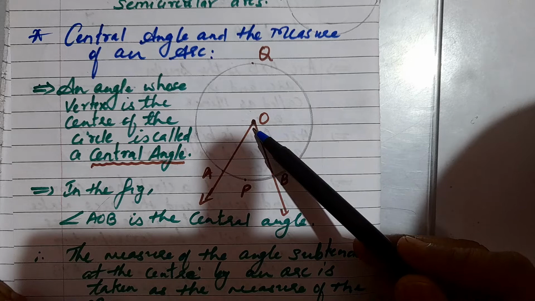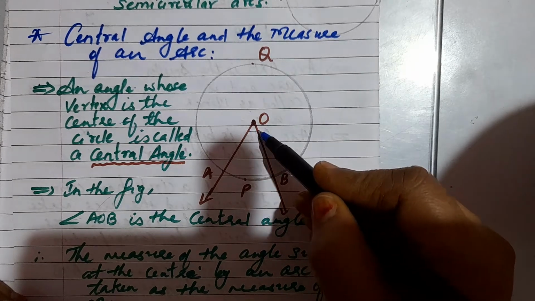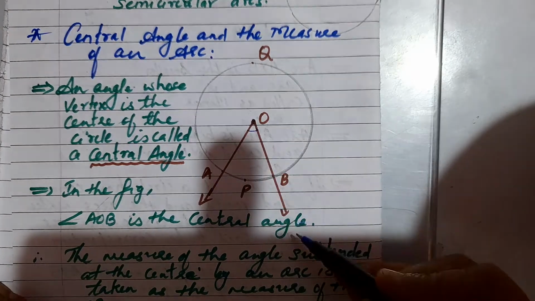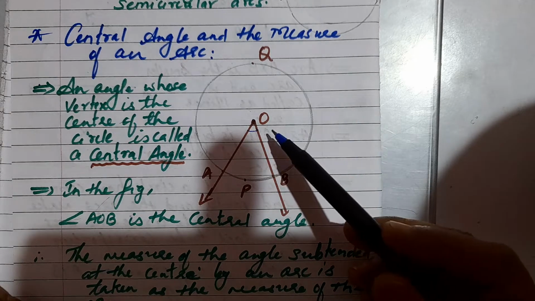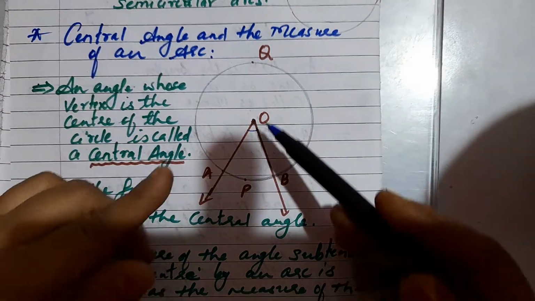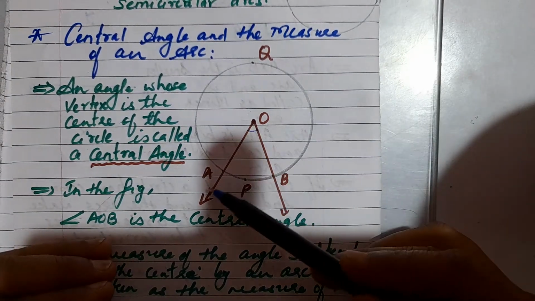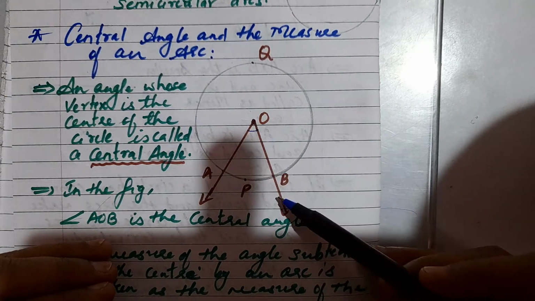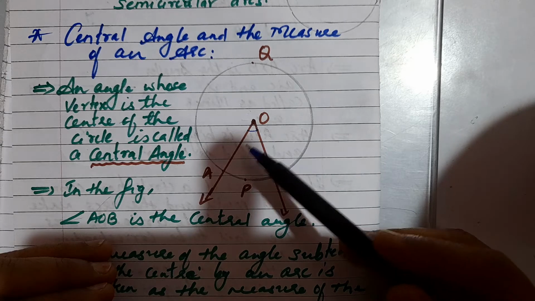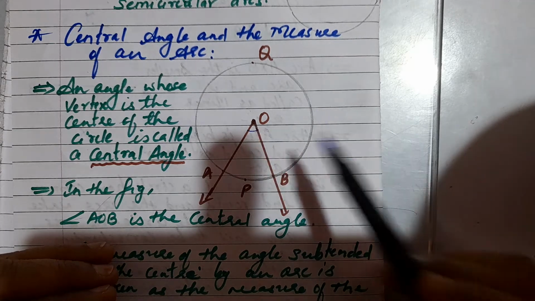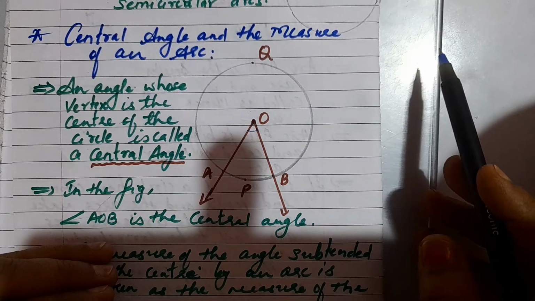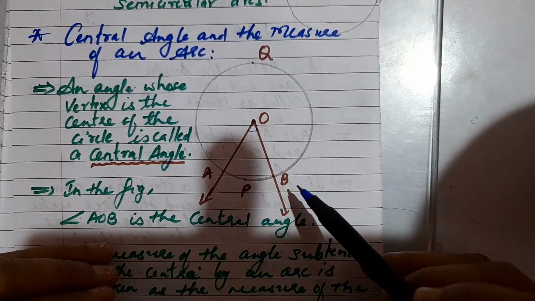Here the center is O, and this center O is nothing but the vertex of this angle. Okay, you know, children, what is a vertex? A vertex is nothing but where both the arms of the angle meet. So you can see this arm AO and OB, AO and BO both meet at this point O, and O is also the center of the circle. So such an angle is called a central angle.